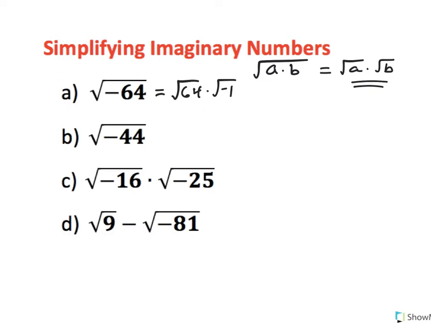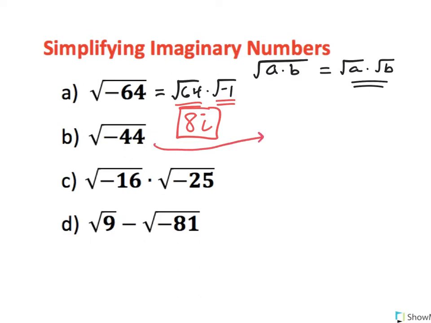If I write it this way, the square root of 64 does come out nicely. It's 8. And the square root of -1, we know from the previous slide, is i. And so my final answer for the first one, A, would be 8i.